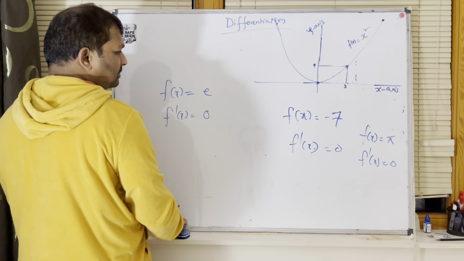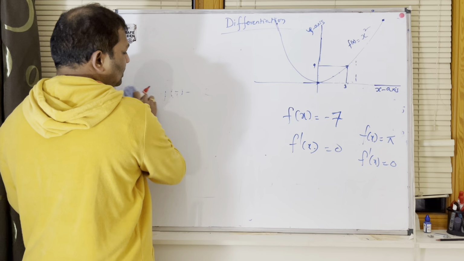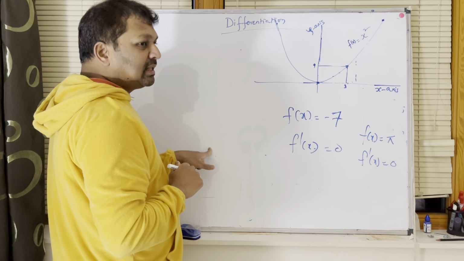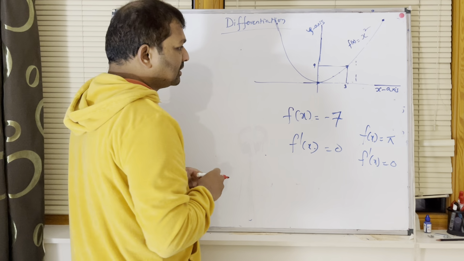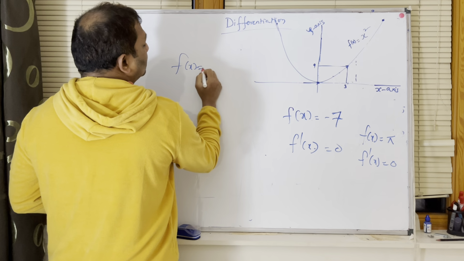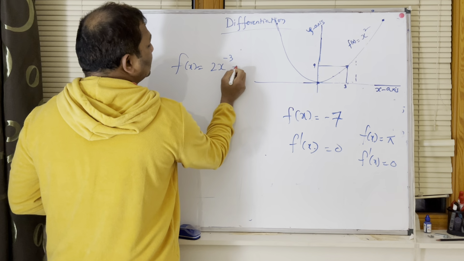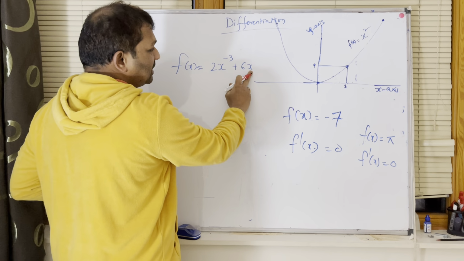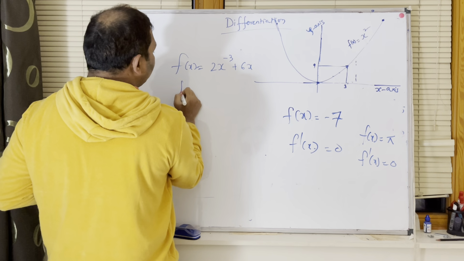What do we have here? x in the power. So far we have seen equations where x is at the base. For example, f of x is equal to 2x to the power of minus 3 plus 6x. Here also x is at the base, and here also x is at the base. Let's quickly do f dash x here.